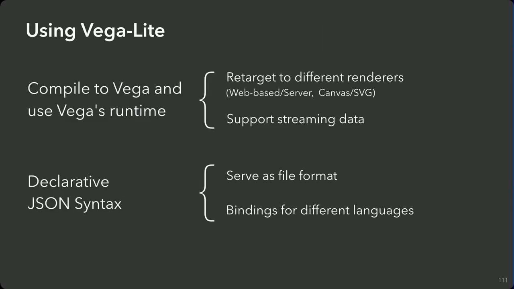To use Vega-Lite, we provide a compiler that translates a Vega-Lite specification into a low-level specification that we also develop at UW. You can then use Vega's runtime and create a visualization both natively on the web or via server and render it using either Canvas or SVG. And because we use the underlying Vega architecture, we also support streaming data. And by using a declarative JSON syntax, Vega-Lite can serve as a file format for authoring and sharing visualization and provide binding support for different languages.